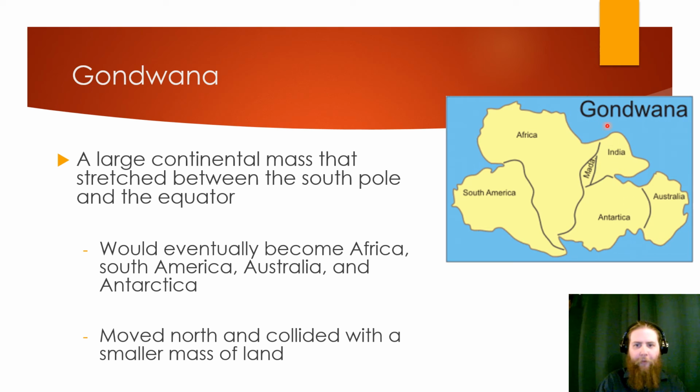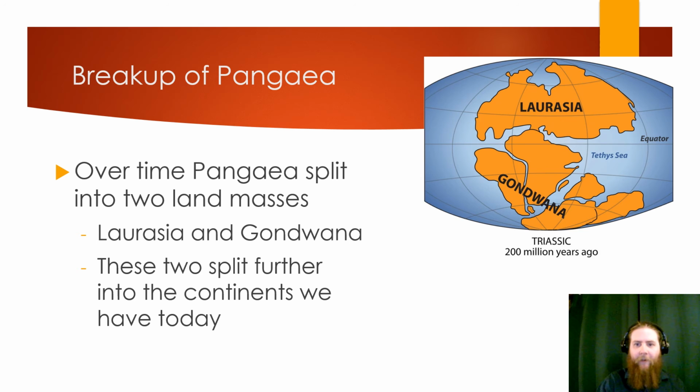As this moved north towards the equator, going this way, if north's up here, it would collide with a smaller mass of land. This smaller land was called Laurasia. And Laurasia, this one up here, eventually Pangaea would break up, as all couples do, Laurasia and Gondwana here, and these two would split and continue to split into the different continents we see today.